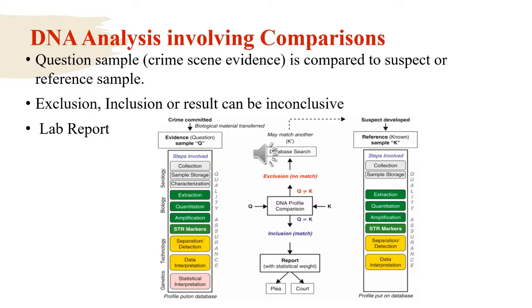A soldier's remains may be identified through a blood sample collected from the soldier when he was alive. After the comparison, the results can be inclusion, exclusion, or inconclusive. The lab reports an inclusion result as: the DNA profile from sample Q is consistent with the DNA profile of sample K. Therefore, sample K cannot be eliminated as a possible contributor of genetic material isolated from sample Q.